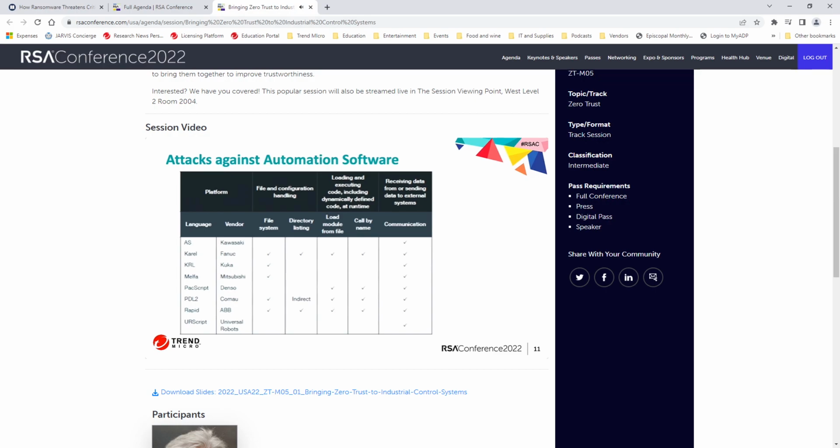So you don't have static analysis tools, and these are powerful languages. They can do call by name, which means you can go indirect, you can pick a variable off of the internet, you can publish stuff to the internet, and we've talked about this. Trend has also published a report on the vulnerabilities of robotic software automation.